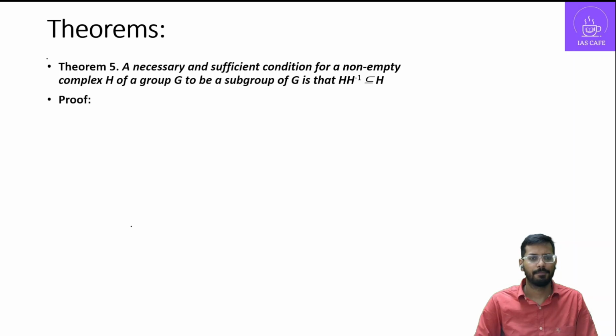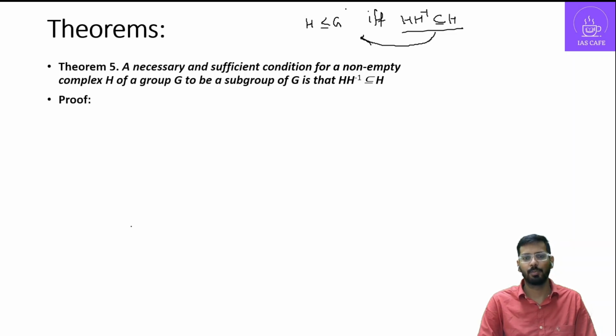Now, next theorem is: a necessary and sufficient condition for a non-empty subset H of a group G to be a subgroup of G is that H H inverse is a subset of H. So here, we have to prove that H is a subgroup of G if and only if H H inverse is a subset of H. We will assume that this is true, then we will prove that H is a subgroup of G, then we will take H is a subgroup of G, then we will prove that this condition is true. So first we will take necessary condition.